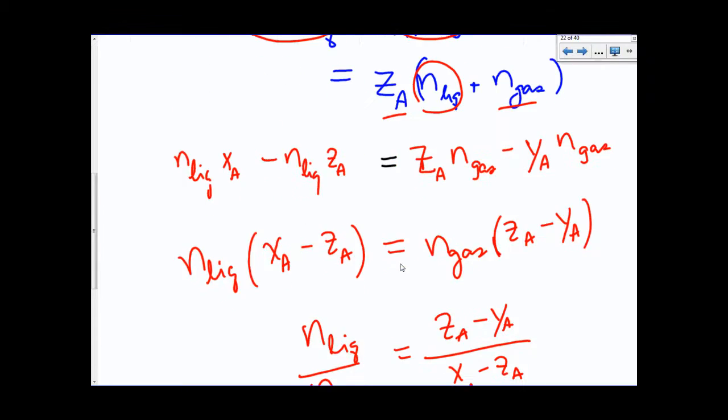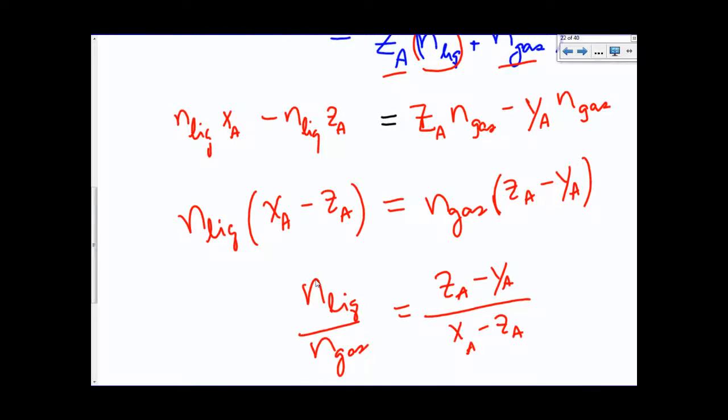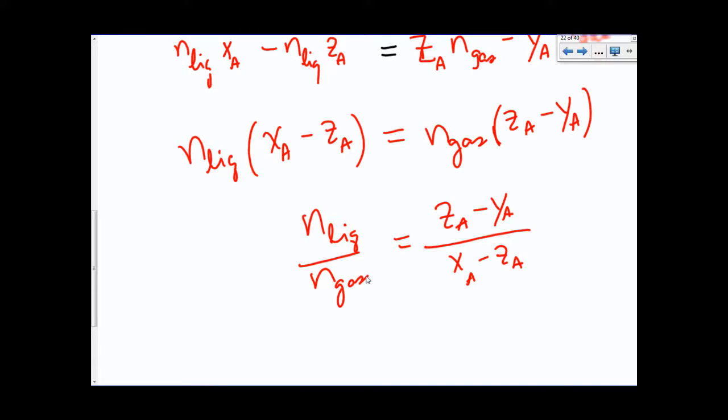That's what I'm asking for: the ratio of moles of A and B in the liquid to moles of A and B in the vapor. Okay, so that's how you would do your calculation. Now, if you know the total moles of A and B that you added, then you're going to say N liquid plus N gas would be N sub A total plus N sub B total.